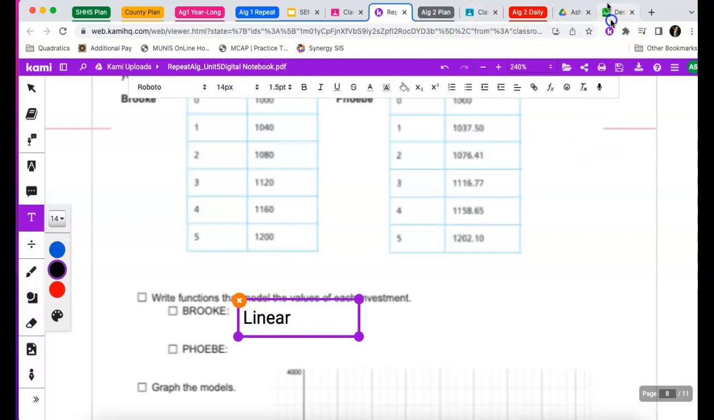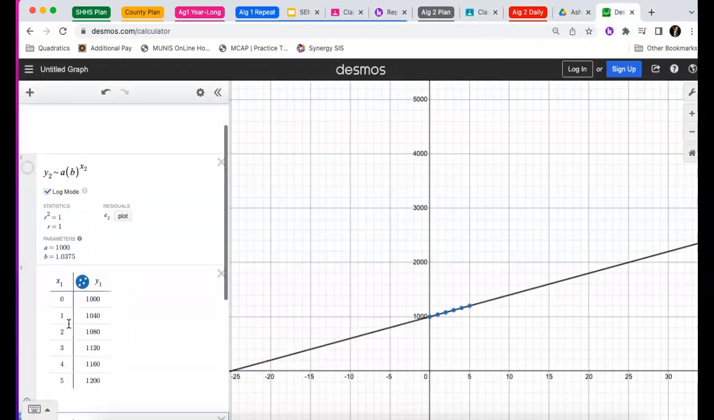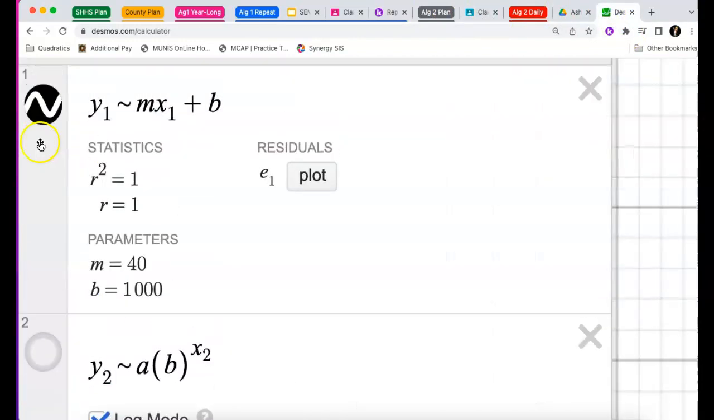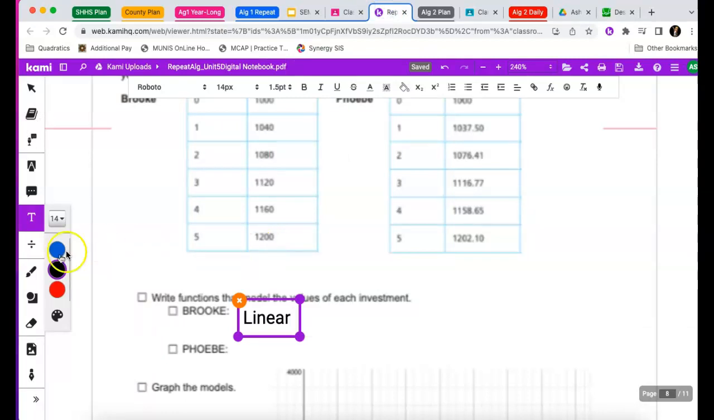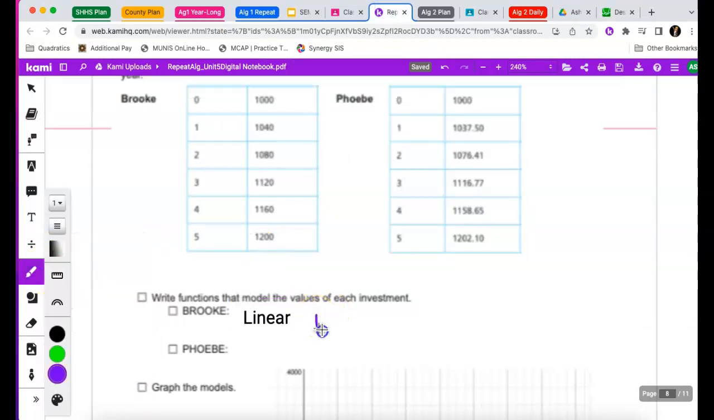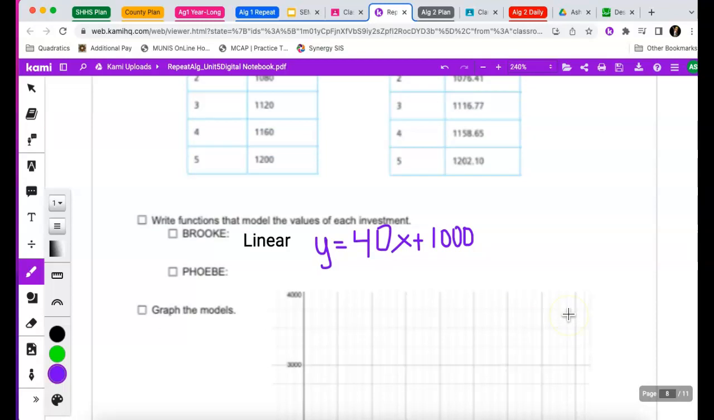And Desmos does tell us what the m and the b values are for the equation. So it says that m is going to be 40, b is going to be 1,000. So the equation that we can write is y equals 40x plus 1,000. So it tells you what m and b are, so you really don't even have to think about how to write the equation. It automatically gives you the numbers.